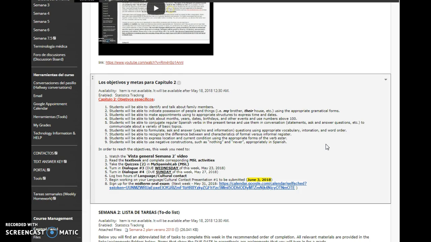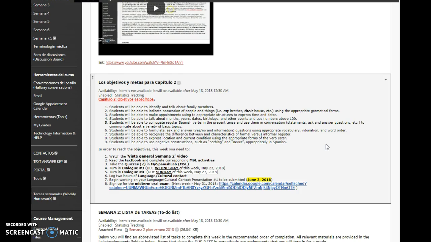You'll be able to conjugate regular Spanish verbs in the present tense, and use them in conversation to make statements, ask and answer questions, etc. You'll also be able to formulate, ask and answer questions, and these might be yes/no types or informational types of questions, using appropriate vocabulary, intonation, and word order.